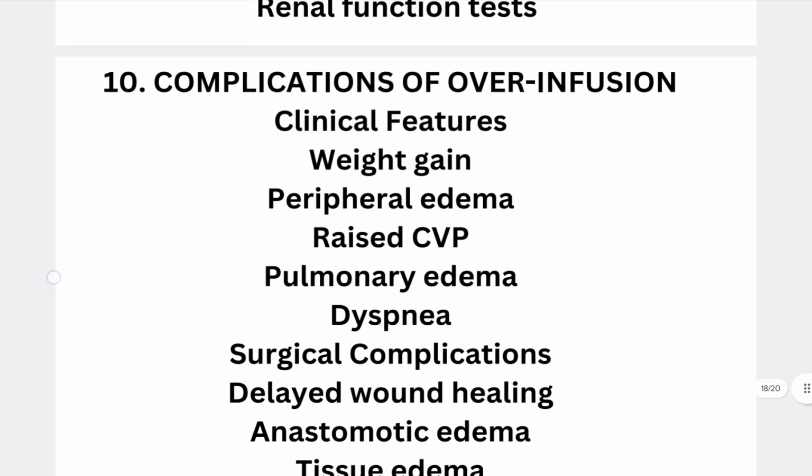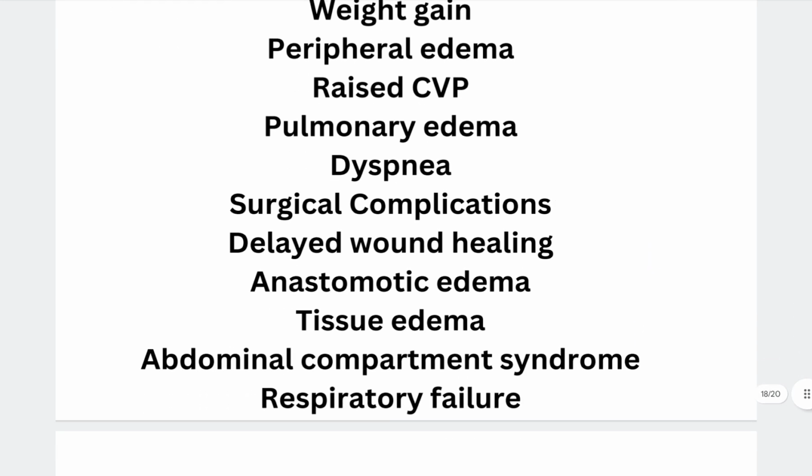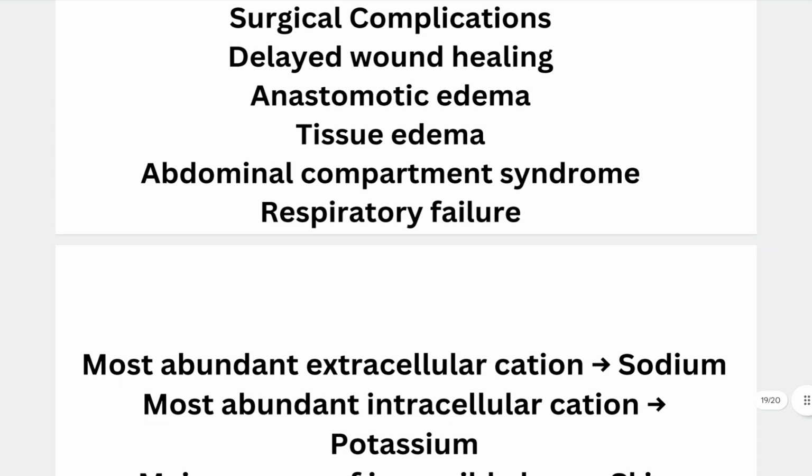If you infuse the patient with excessive fluid, the patient will have weight gain, peripheral edema, rise in central venous pressure, pulmonary edema, and tachypnea. Also important in surgical complications, due to excessive fluid the patient will have delayed wound healing, chances of anastomotic leakage, tissue edema or bowel edema, and the most important, deadliest complication is abdominal compartment syndrome, which manifests in multiple ways and leads to respiratory failure. Due to abdominal compartment syndrome, the patient will have acute kidney injury and more.